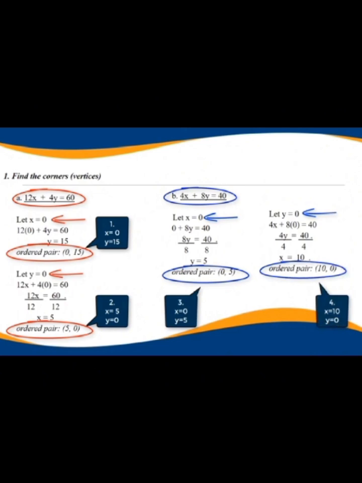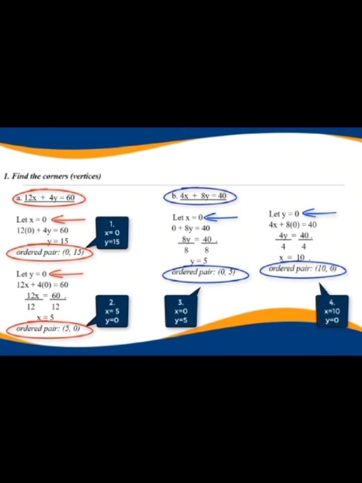The next one, let y equal to 0. 12x plus 4 times 0 equal to 60. 12x divided by 12 equal to 60 divided by 12. We have x equal to 5. Ordered pair, x equal to 5 and y equal to 0.